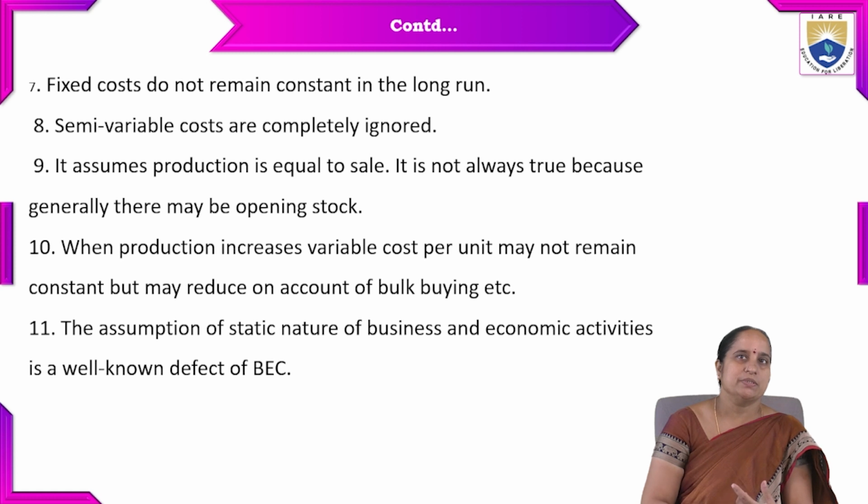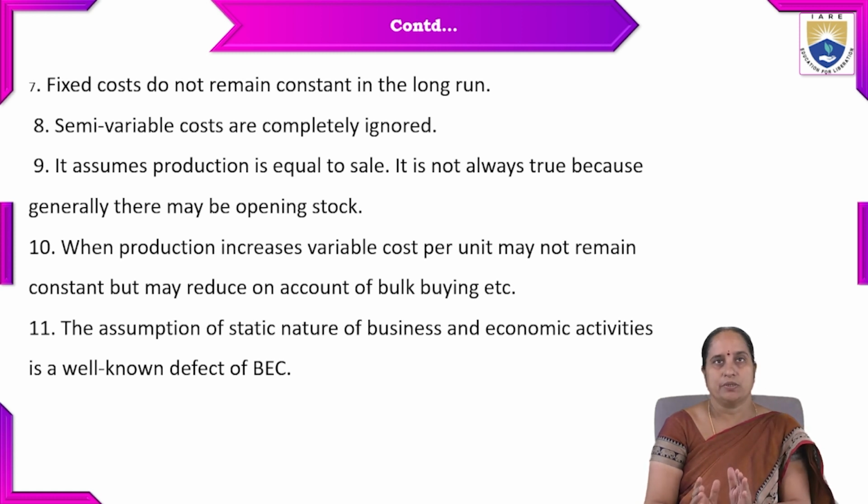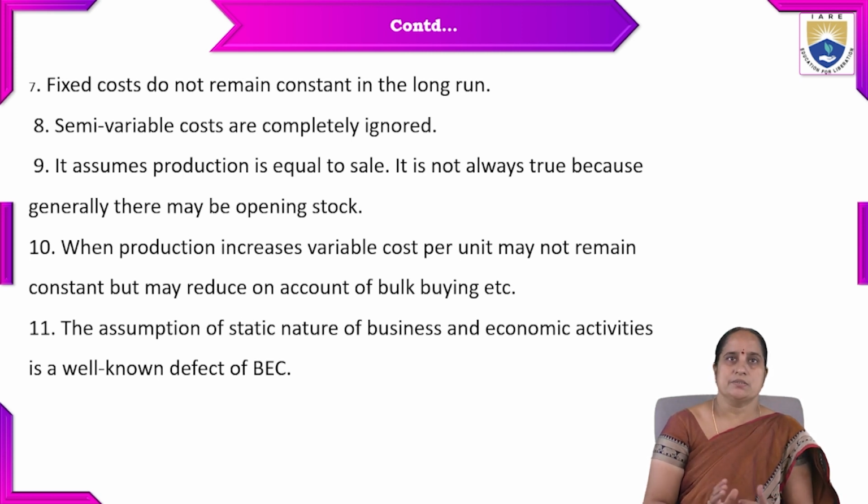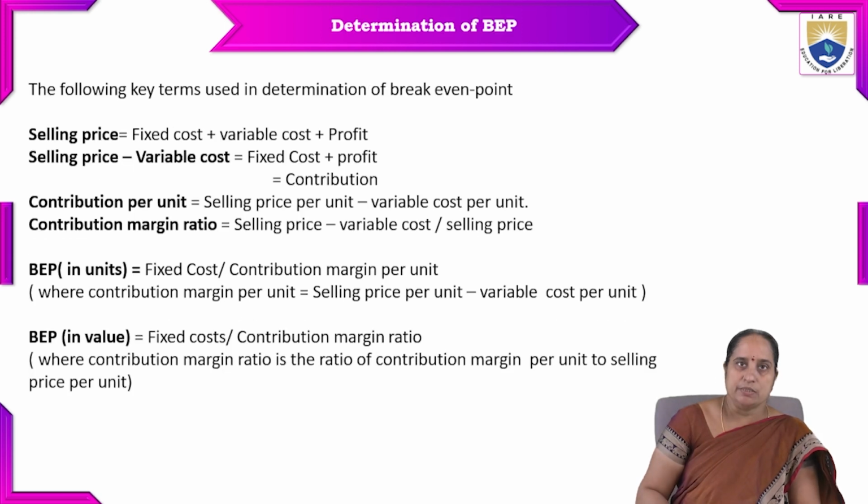And fixed costs do not remain constant in the long run. Whenever we are talking about fixed cost, it remains constant in the short run, but in the long run, it may vary. Semi-variable costs are completely ignored. It assumes production is equal to sales, but that is not always true because generally there may be opening stock. That is the reason you cannot assume production is equal to sales. When production increases, variable cost per unit may not remain constant but may reduce on account of bulk buying, etc. So, the assumption of the static nature of business and economic activities is a well known defect of BEC.